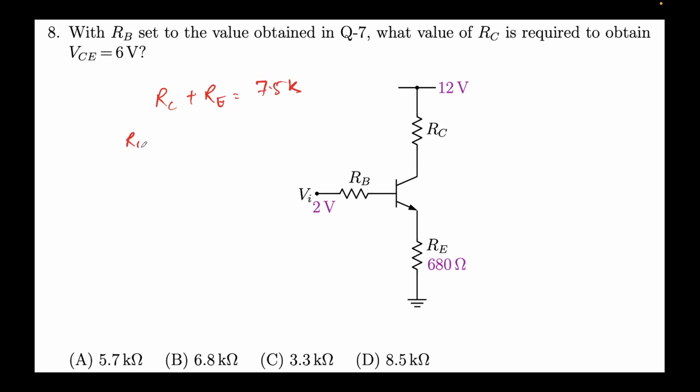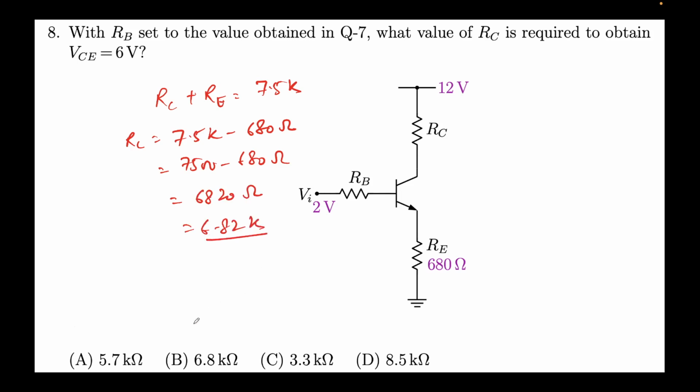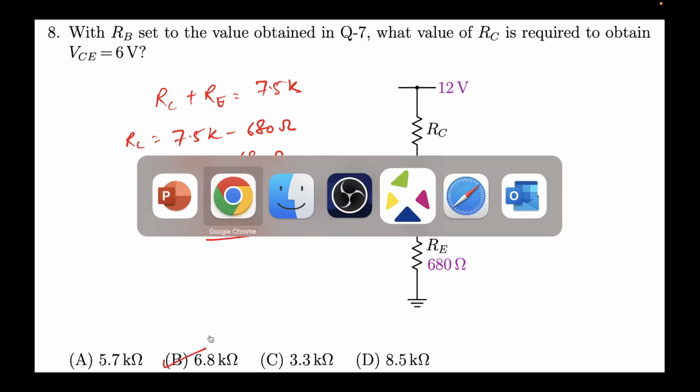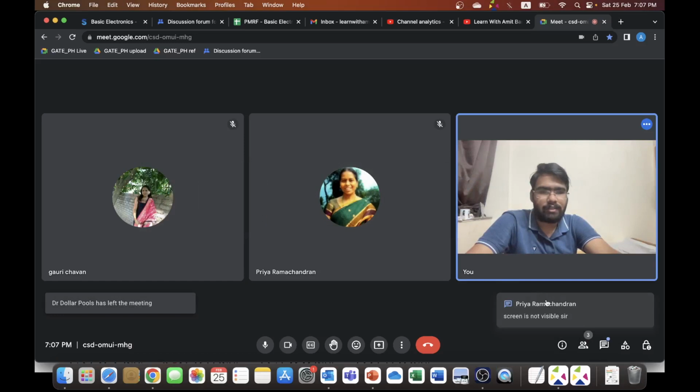RE is 680, so RC will come out to be 7.5 K minus 680 ohms. So this is 7500 minus 680 ohms, which will come out to be 6820 ohms. This means 6.82 kilo ohms. Is there an option? Yeah, there's an option B over here. So that will be our answer.